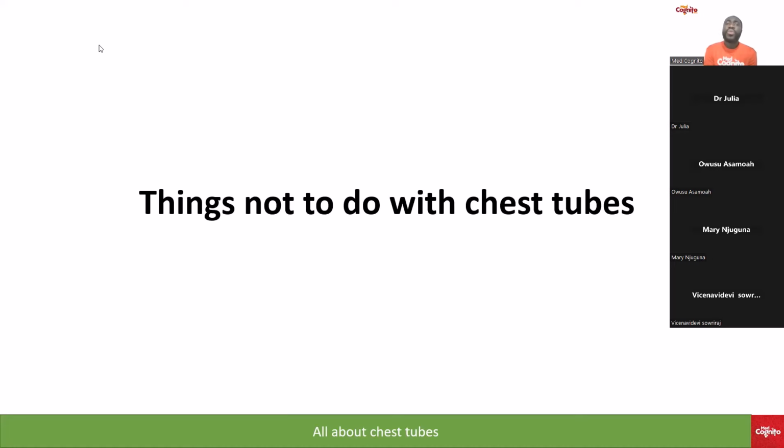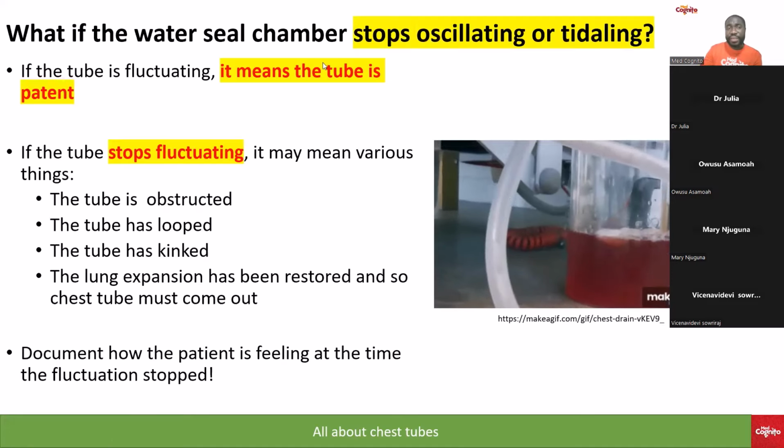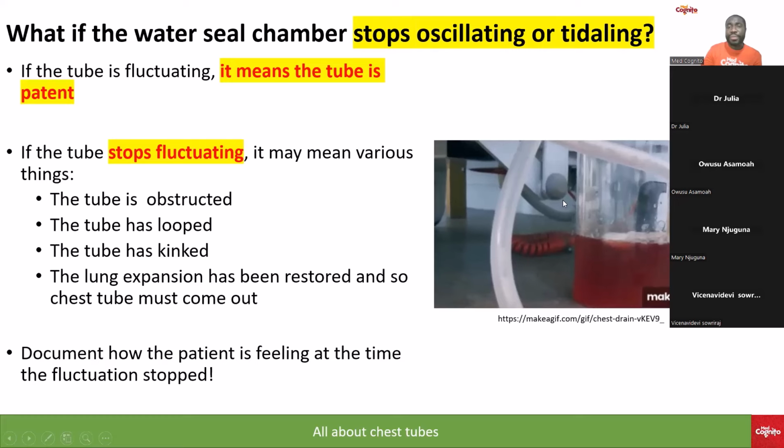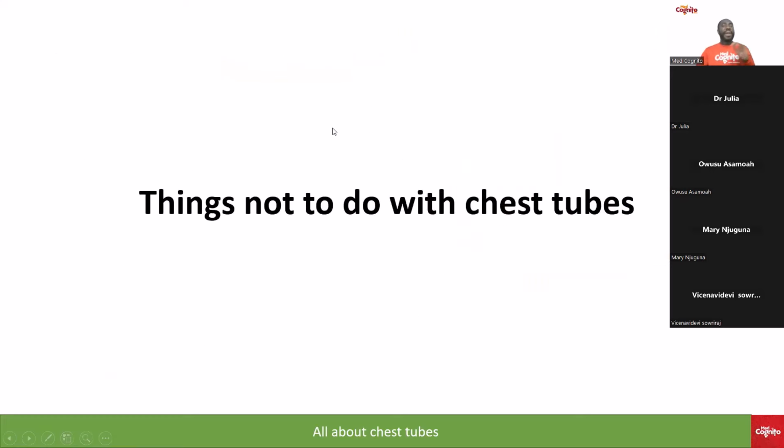Okay. So what's the significance of the oscillation? It means that the patient is breathing, and it is working as it's supposed to. Beautiful. If you stop them, something is wrong. Beautiful. I'm happy that we are picking it up.